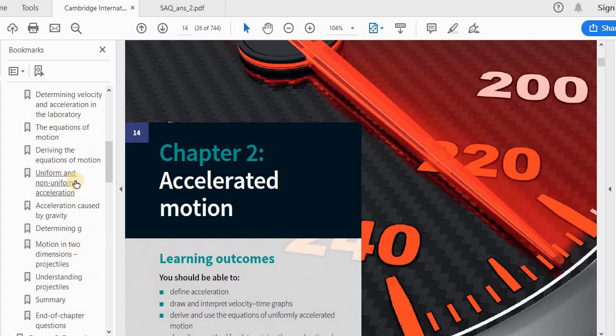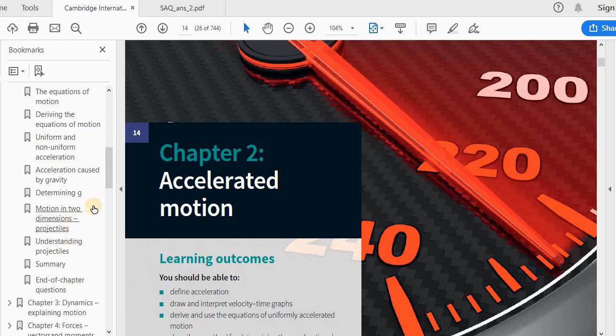Uniform and non-uniform acceleration. I told you those 4 equations can be used when the acceleration is uniform. If the acceleration is non-uniform, meaning if the acceleration is changing, you can't use those equations. Now, the words that we use for uniform mean constant, steady, not changing, remaining the same. All these mean the same thing. So they can give you different words for constant, uniform, not changing, steady, all mean the same thing. Okay, then acceleration caused by gravity is the gravitational field strength or acceleration of free fall.